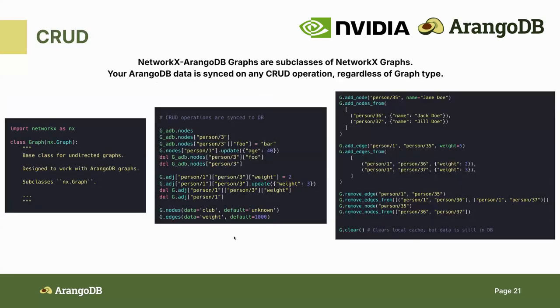From a CRUD perspective, this applies the same way. NetworkX ArangoDB graphs are subclassing NetworkX graphs, which means that we inherit the functionality of traditional graphs. This applies to all 4 graph types: graph, digraph, multigraph, and multi-digraph. CRUD operations are synced to the database, so adding nodes, updating edges, adding properties on certain nodes. Anything that you would see here, you can assume is going to be reflected in your DB. We'll see that in a demo in just a moment.